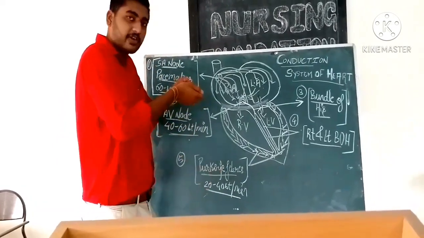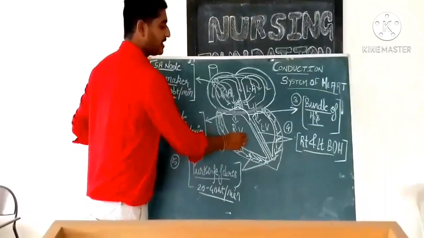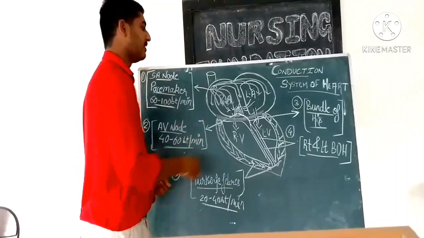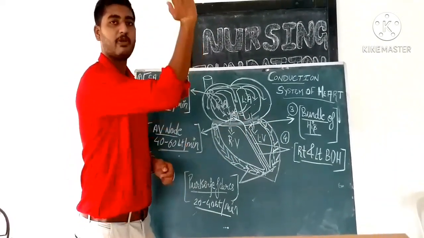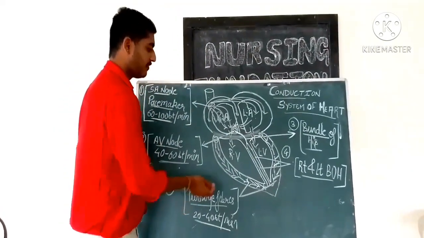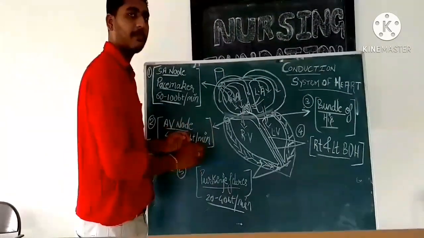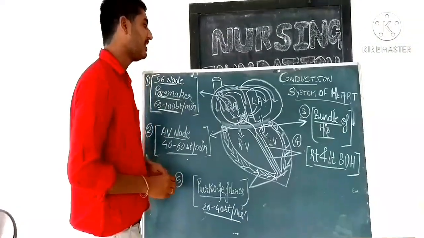As they contract from bottom to the top, from the right ventricle the blood will go into the pulmonary artery, and from the left ventricle the blood will go into the aorta. So for that, they will contract from bottom to top. So this is all about the conduction system of the heart.